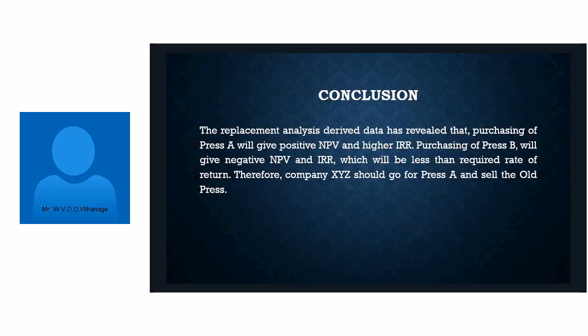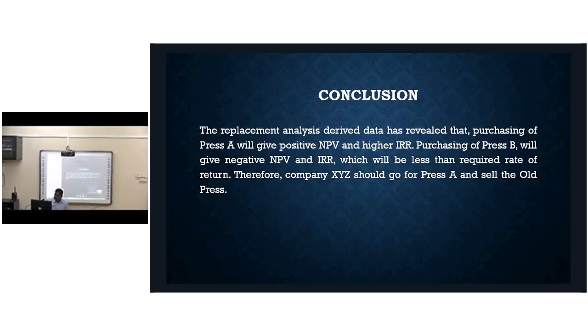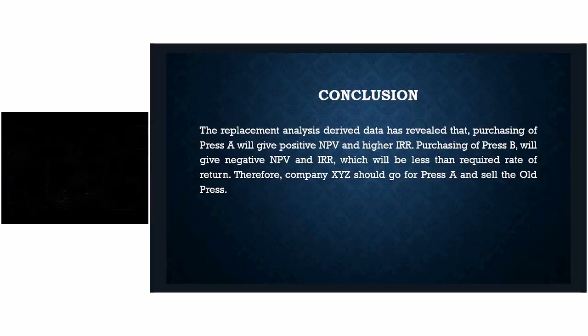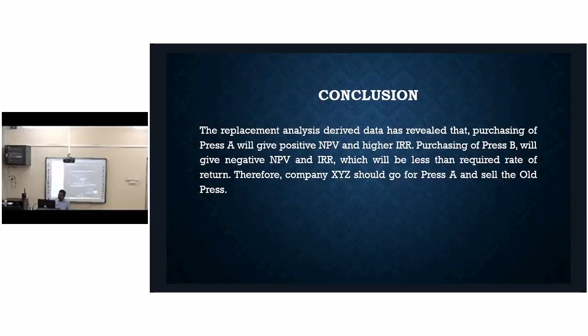Thank you, sir. Okay. Now, you have done a different presentation, and I appreciate that. By looking at the replacement of the machine, therefore your conclusion is that purchasing Press A would give much more advantages. Am I right? Yes, sir. Then Press B. Yes, sir. So you have calculated payback, net present value, and IRR.